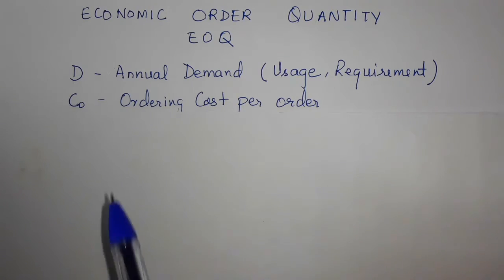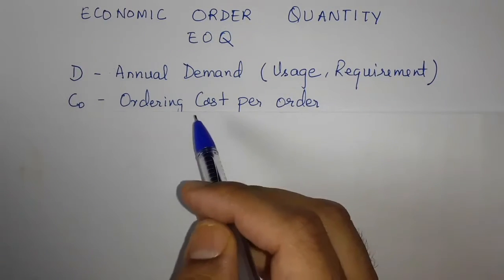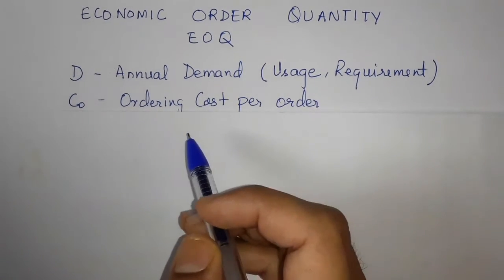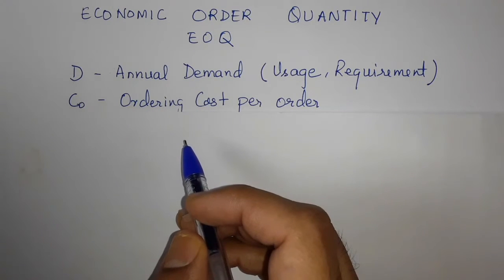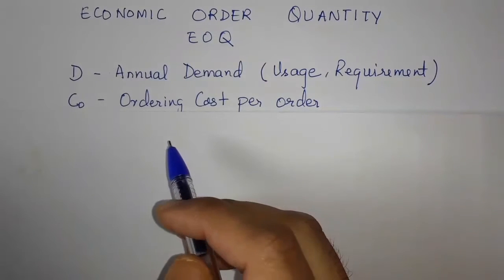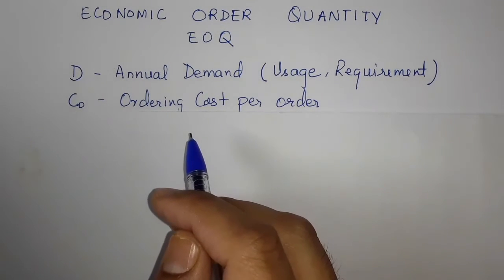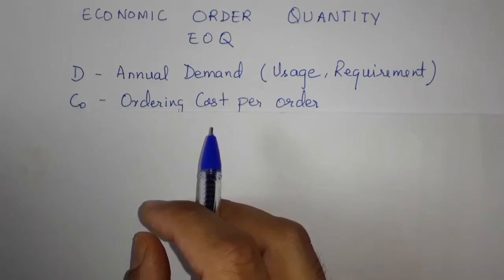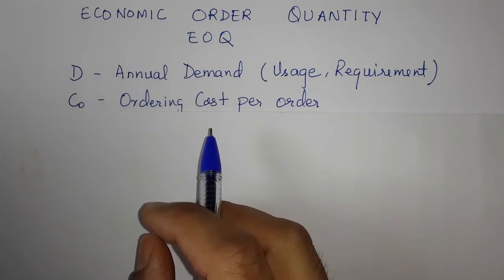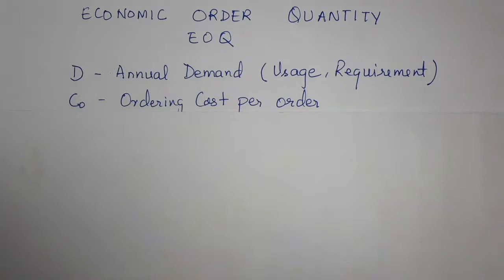The next term is the ordering cost per order. That is the cost of placing an order. It's also sometimes called setup cost or procurement cost. These are the other names of this: setup cost or procurement cost or order cost or ordering cost.